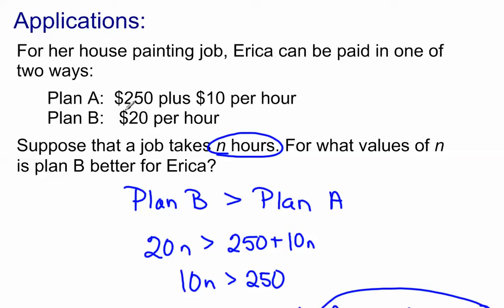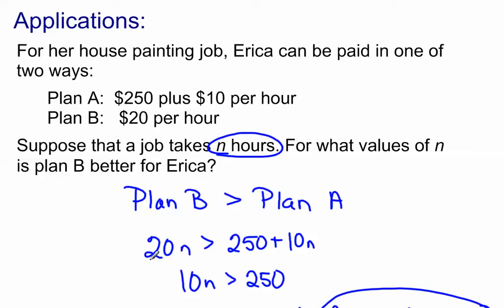Okay, Plan B, the customer says, no, I'm just going to pay you $20 an hour. Well, she might be willing to agree to that if she knew it was going to be a job lasting at least so many hours. So our job is to figure out for what values of n Plan B is actually going to be better for Erica. When would she be agreeable to this idea? Well, Plan B needs to be greater than Plan A. That's what we're looking for.